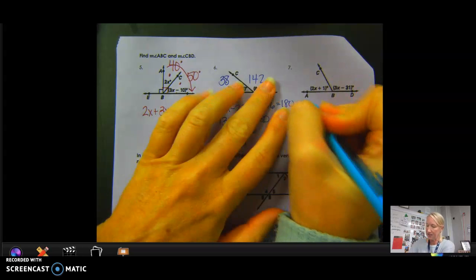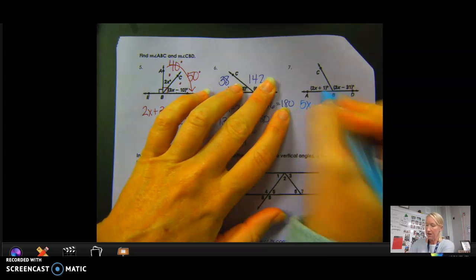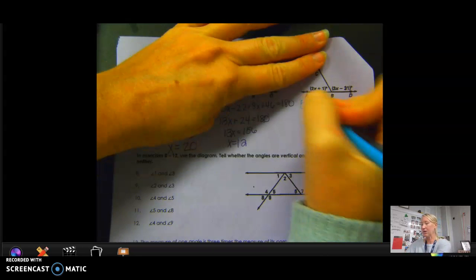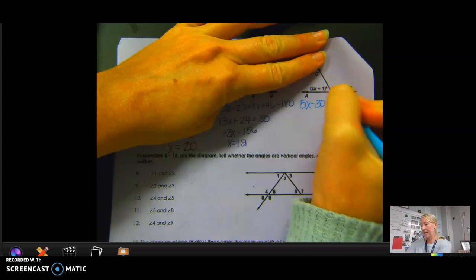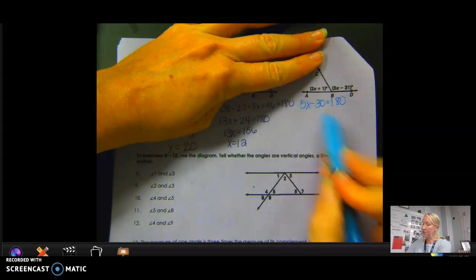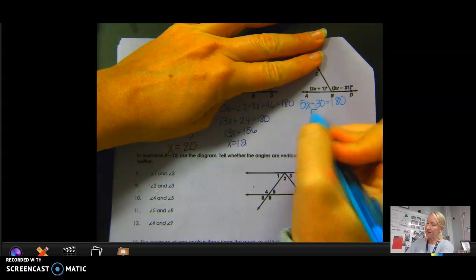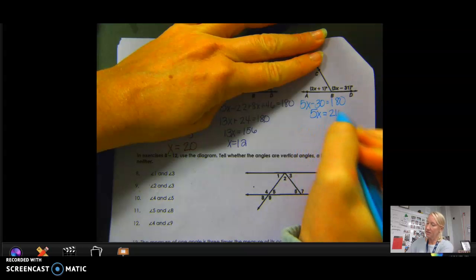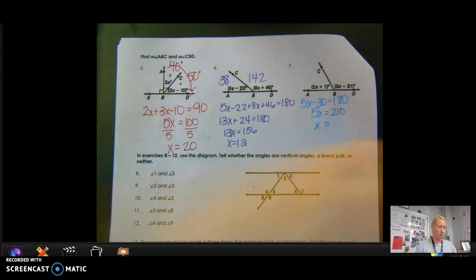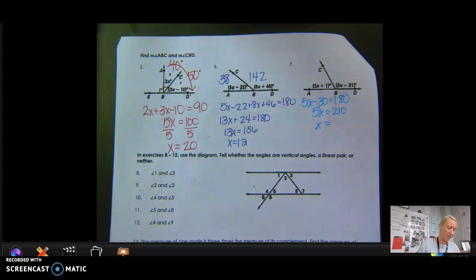So that gives me 5x's, so 2x's and 3x's. Positive 1 and negative 31 is a negative 30. That equals 180. I'm going to add 30 to both sides, so I get 5x equals 210. Divide by 5 and x equals, so 210 divided by 5, 42.